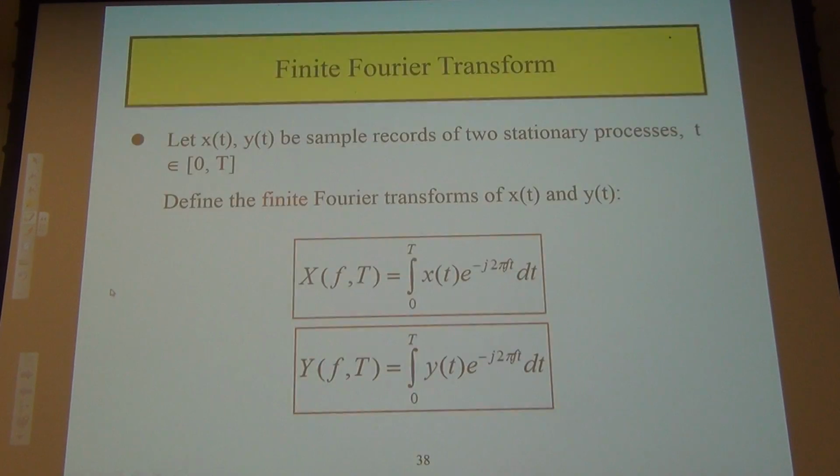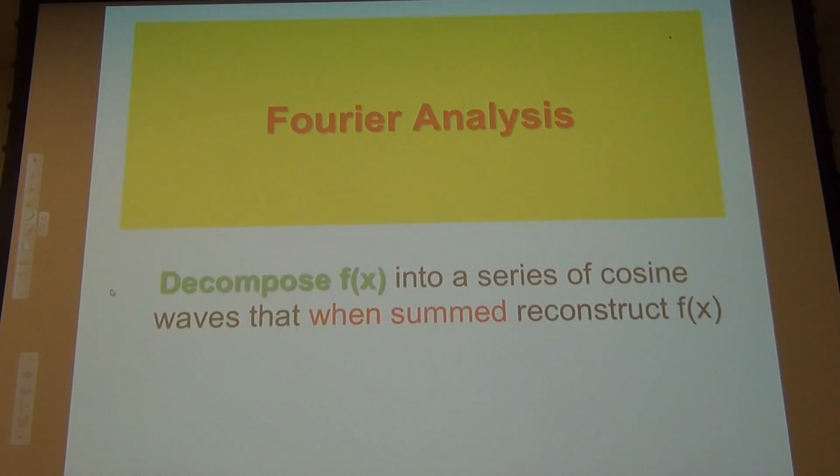And what about a finite Fourier transformation? We let x(t), y(t) be sample records of two stationary processes, where t is between 0 and T. And we define the finite Fourier transformation in this way. It's similar, but this time you do the integral from 0 to T, instead of negative infinity to infinity.